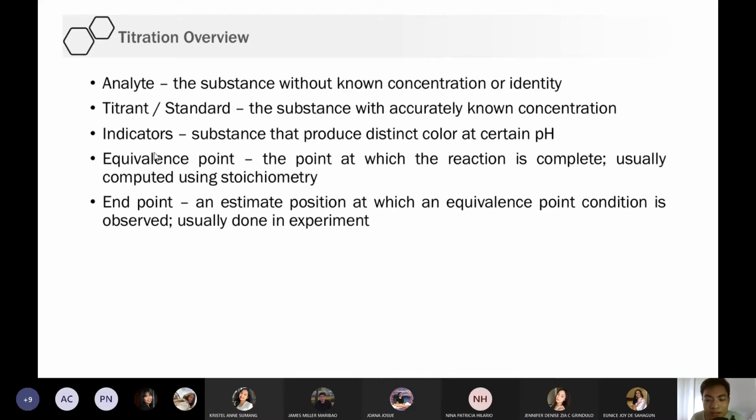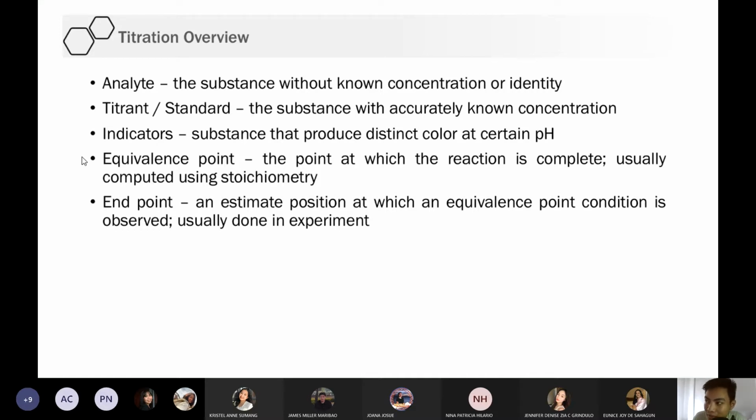Kailangan ilagay mo pa yung indicator para magbago yung kulay ng solution. So, kung familiar kayo sa high school experiment, yung red cabbage, di ba, ina-extract yung molecules doon. Yung red cabbage, papakuluan mo. Then, yung katas ng red cabbage, ilalagay mo sa acid or basic solutions, magbabago kulay. Tawag doon ay indicator. So, pwede siya gamitin sa titration actually. Ma-discuss din natin later on kung ano yung mga types of chemical indicators.